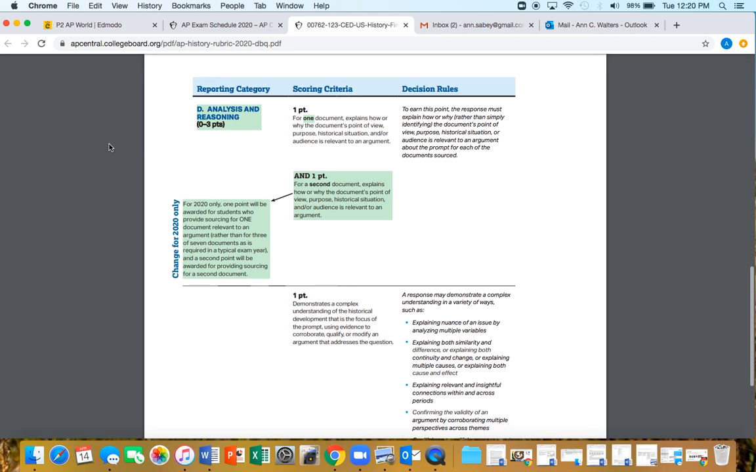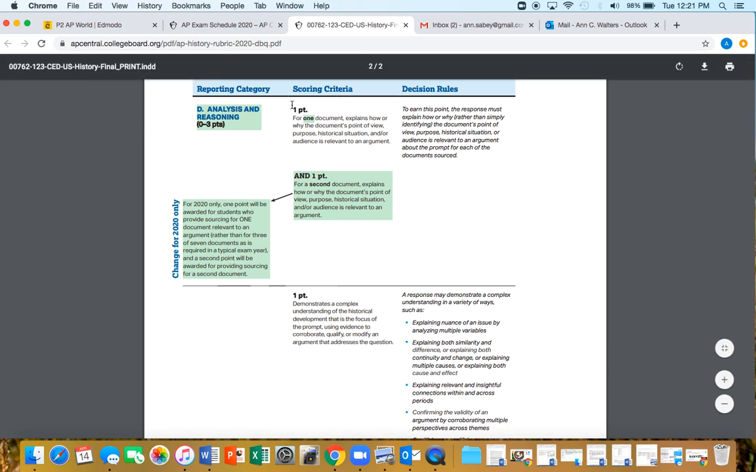Okay. So the last part of the rubric is really stuff that we've already looked at, and I think you guys will do really well on this. We've practiced a lot on sourcing the documents, looking at the who, what, when, where, and why of the documents. And that's really the last part of the DBQ that you have to focus on.